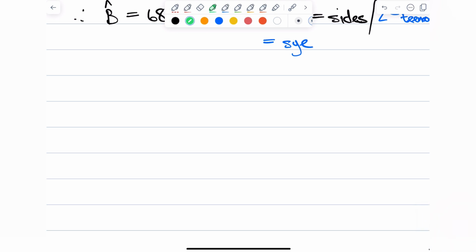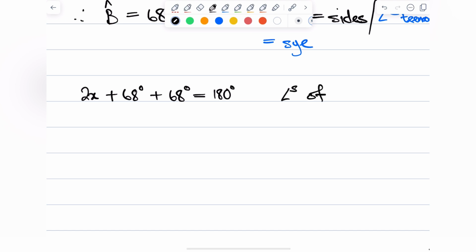So we can say 2x, which is angle A, plus 68 degrees, which is angle B, plus 68 degrees, which is angle C1. All of those sum up to 180 degrees. And the reason is interior angles of triangle.